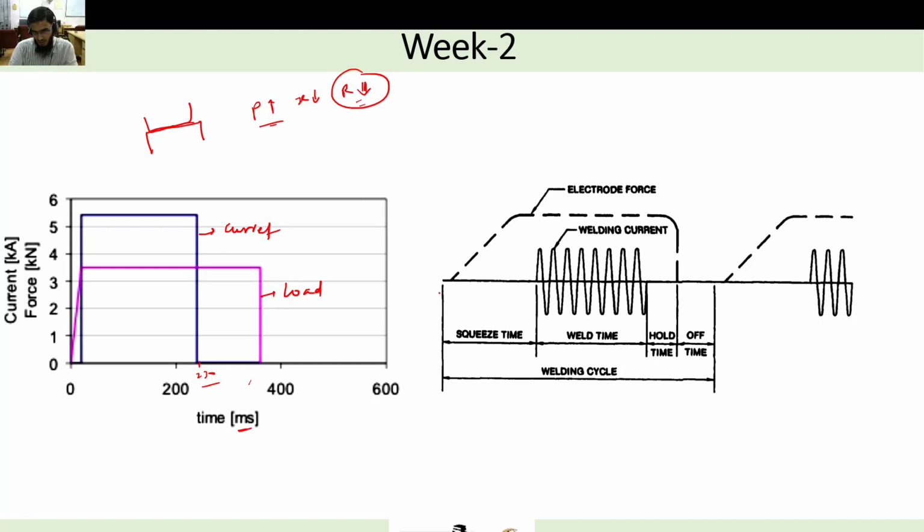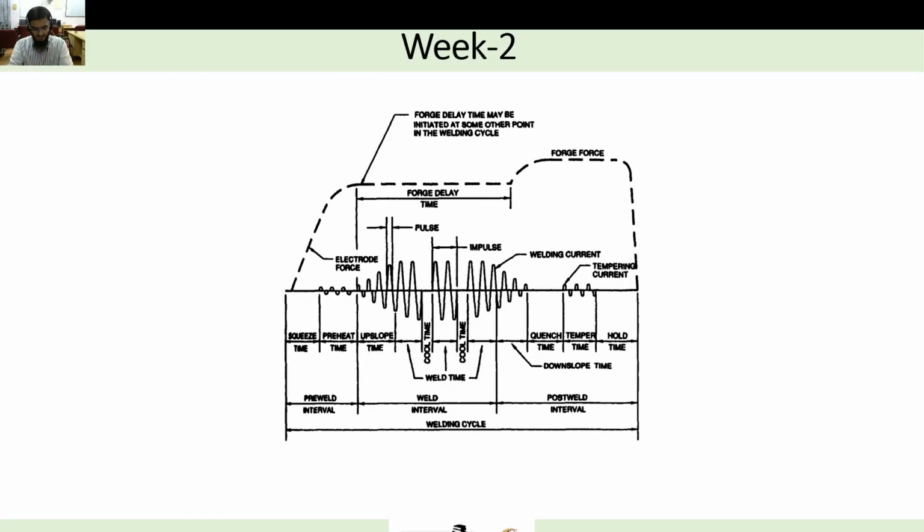In another way, if you want to show the thermal cycle, this is how we apply the current and load. We first apply the load, and after a certain load is reached, then we apply a welding current, and then we hold it for some time, we let it solidify the molten metal, and then we release the load, and then the next cycle from this onwards will start. This is a very simple cycle that we can see to understand the concept, but in the practical case, the cycle is not so simple.